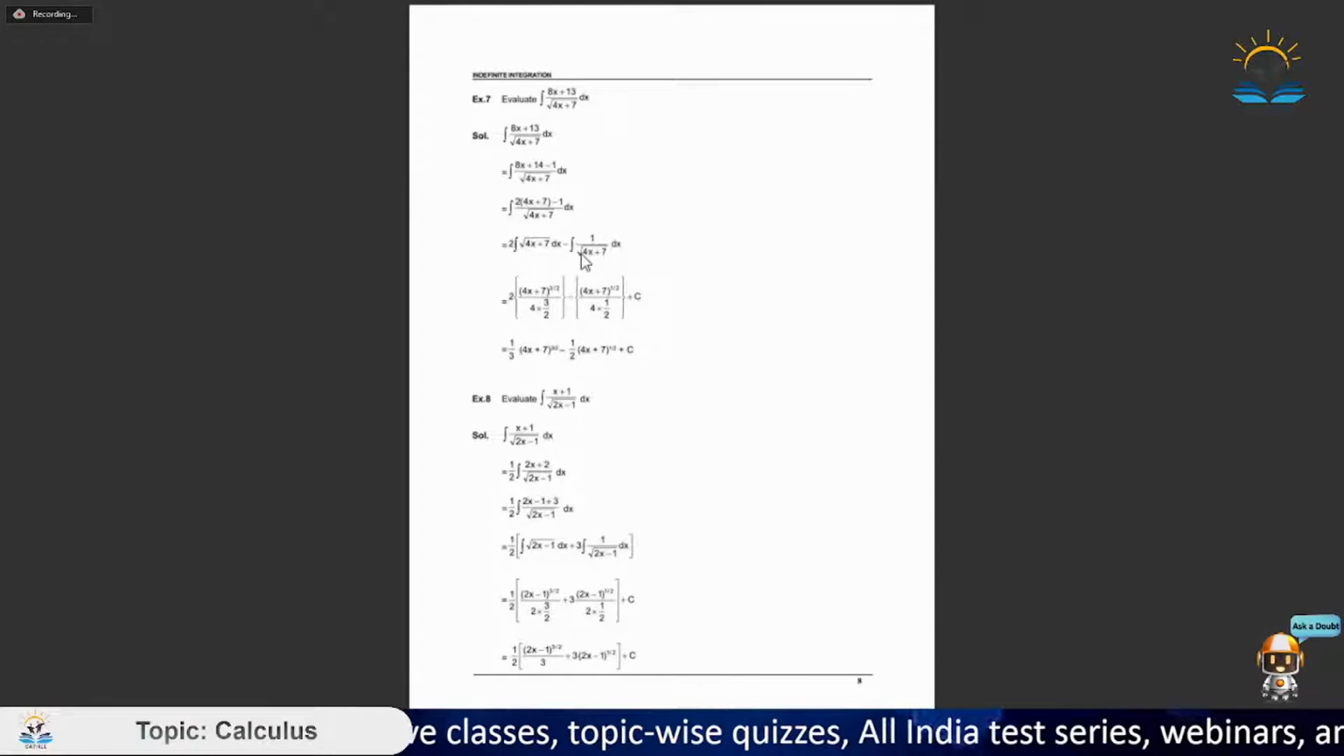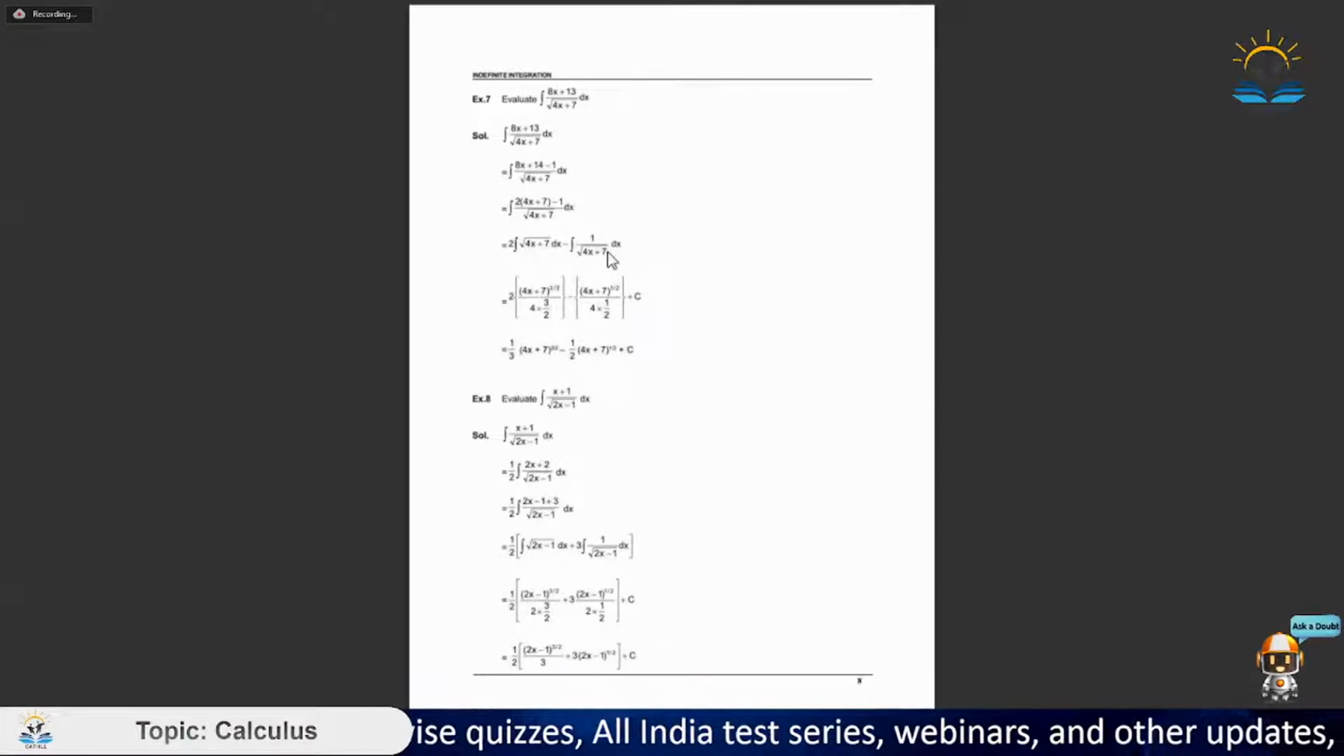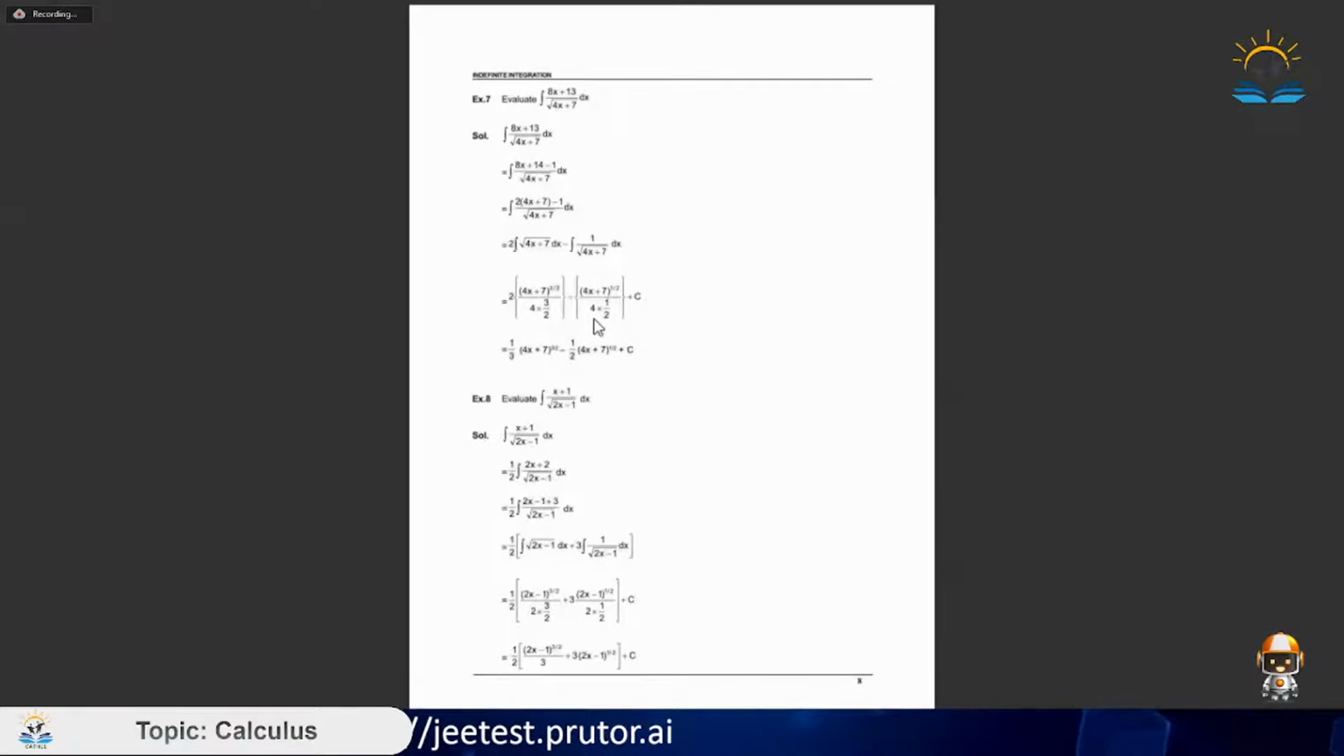And for this 1 by root of linear, this is something like 1 by root x, which is very easy. That is x to the power minus half, which gives root x. So here we have 4x plus 7 to the power half divided by minus half. It is like the normal integration, and in place of x we write 4x plus 7, and also we divide over here. So this becomes very easy.